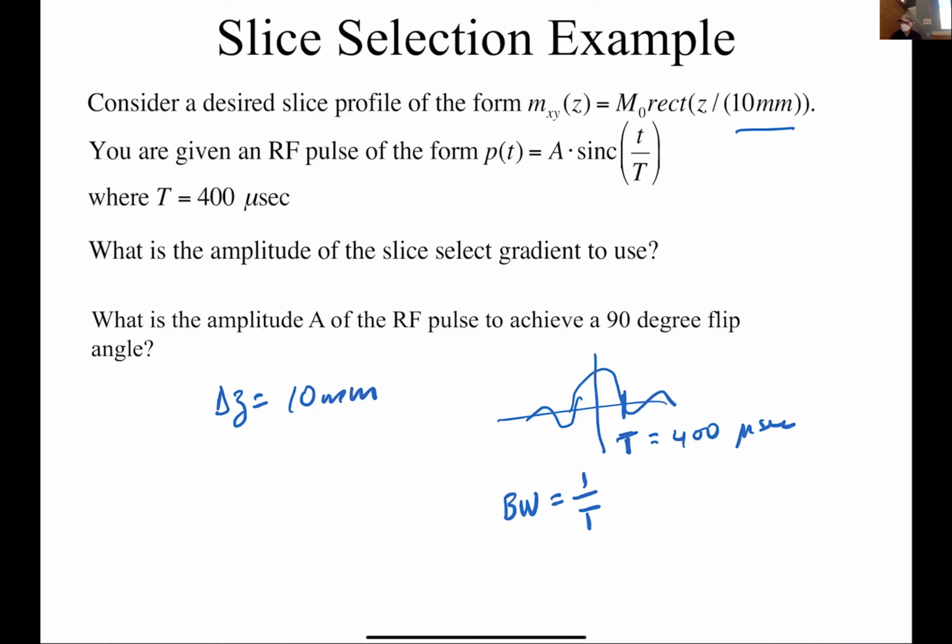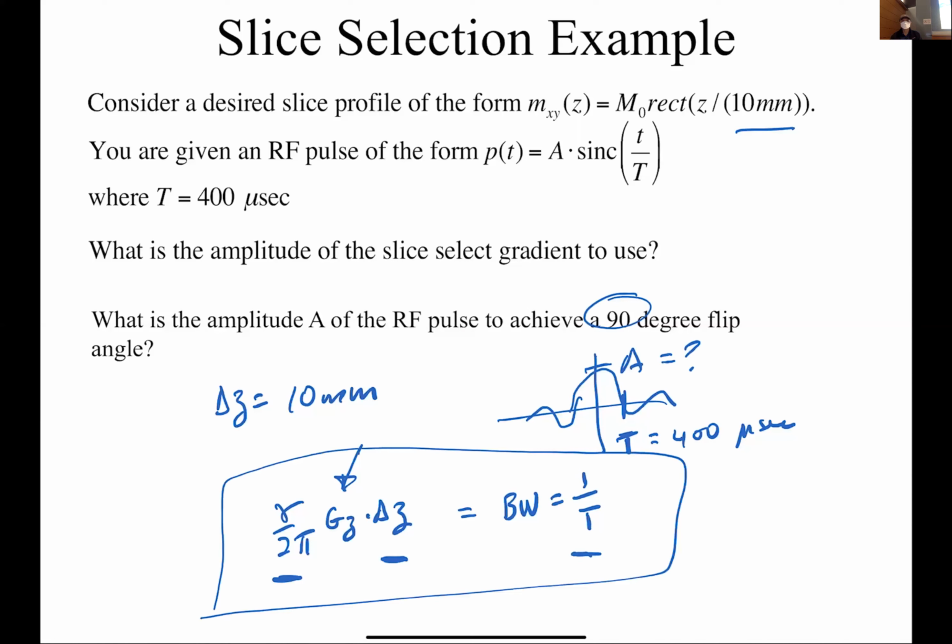And we said also, bandwidth is equal to gamma over 2 pi Gz delta z. So we know this. We want to design for this. We know this. So we can just solve for g sub z. Okay. So we'll go through that in a minute. And then the next question it says is, well, you're told that this is a sinc pulse with an amplitude of A. So then the question is, what is A to get a 90-degree flip angle? And so we'll look at that in the next slide or so. But the bottom line is, this is fairly straightforward, right? That's a design equation you can write down in just one line and then just solve for g sub z.